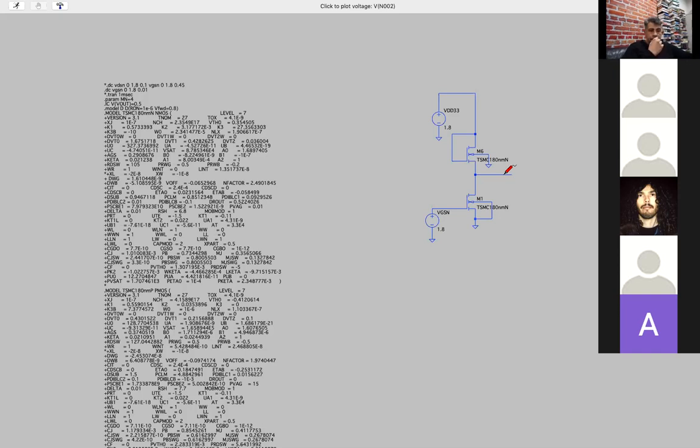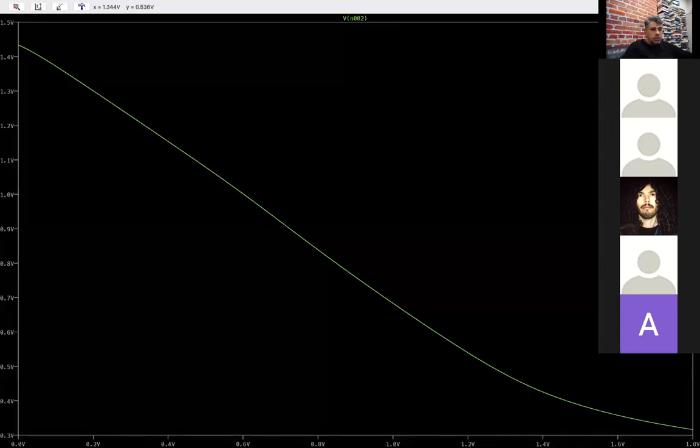We cannot see the graph. I'm sorry? We cannot see the graph. Oh, you can't see the graph? No. Okay, let me see. Thanks. Let's see. Here we go. How about now? Yes, yes.